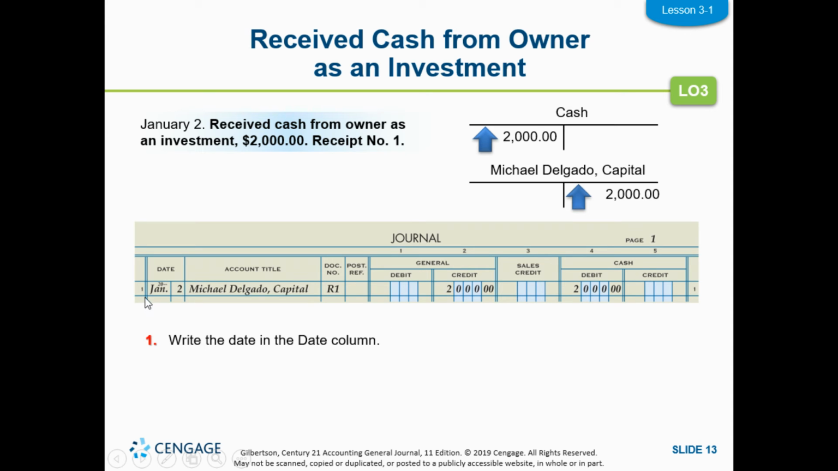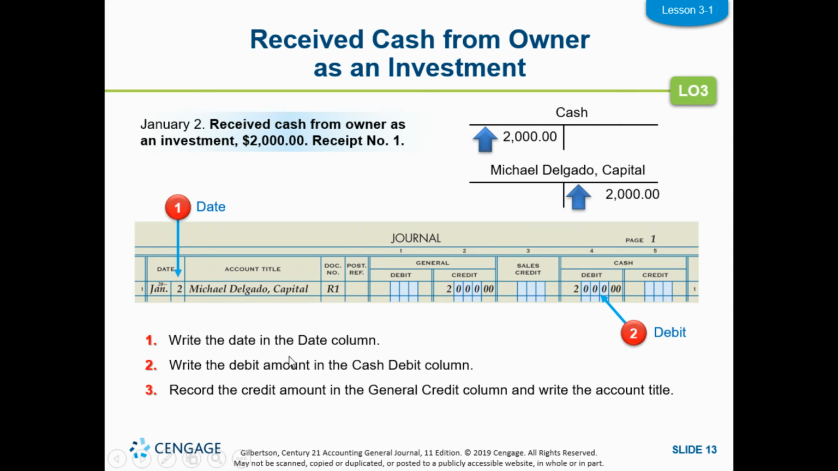Write the date in the date column, January 2nd. Write the debit amount in the cash debit column over here. Cash was debited. There's our special account for cash. Record the credit amount in the general credit column, and write the account title. Well, it's going to Michael Delgado, Capital. So we would write the account title in here, and we would credit the general area.